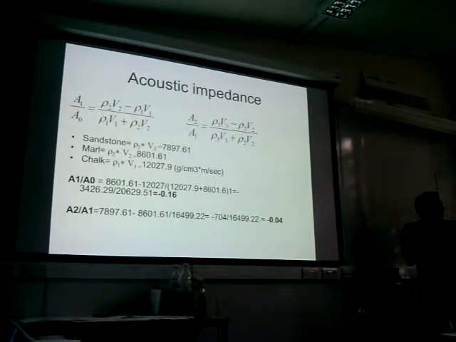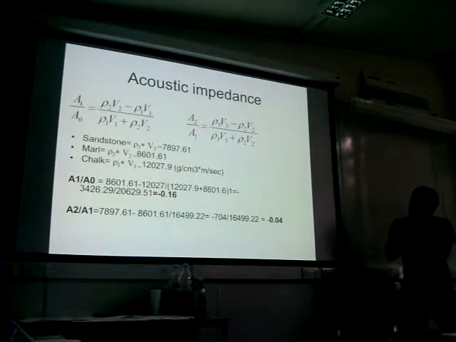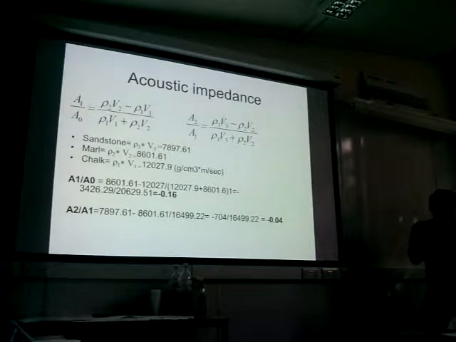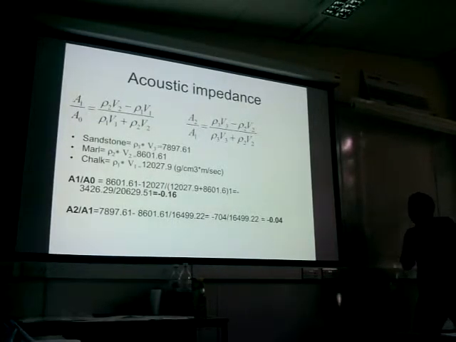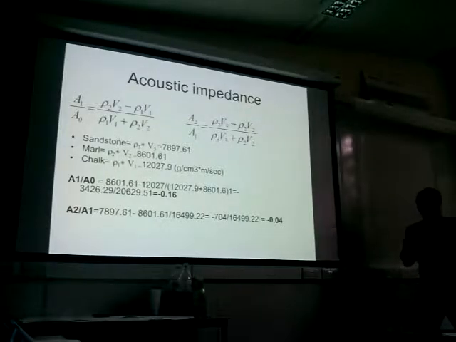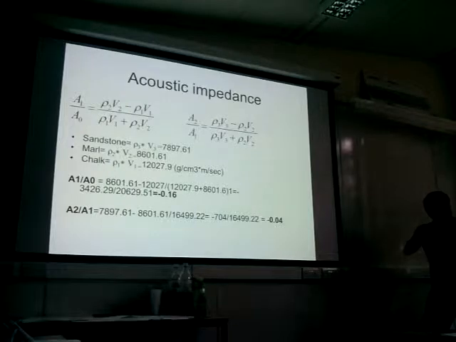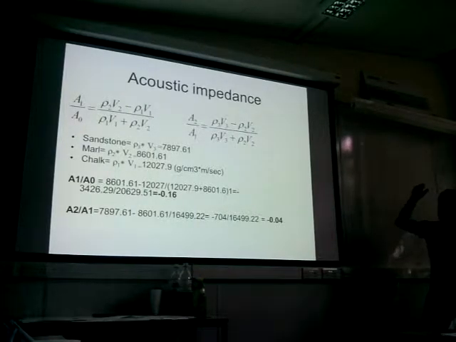Question C, acoustic impedance. Here I wrote the equation for the reflectivity value, A1 over A0, which is by definition the reflectivity parameter. It is equal to the difference between the impedance of the object that is below and the object that is on top, over the summation of the two. We already obtained this formula, and you have to do that for all the units that you are analyzing. So for the chalk, sandstone, marl, chalk.